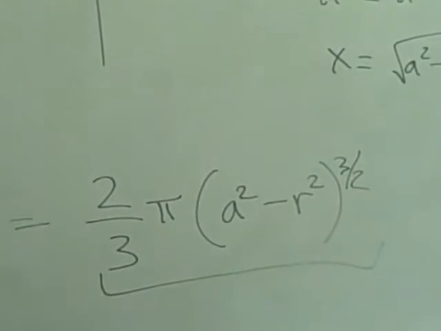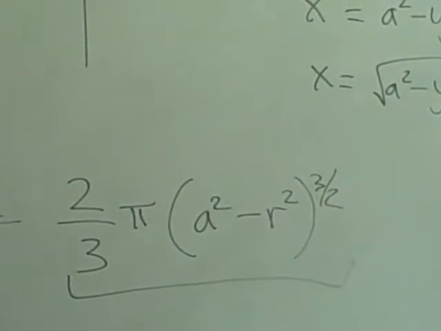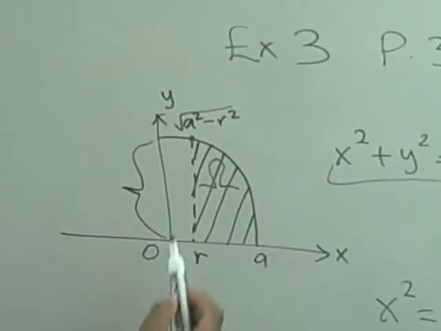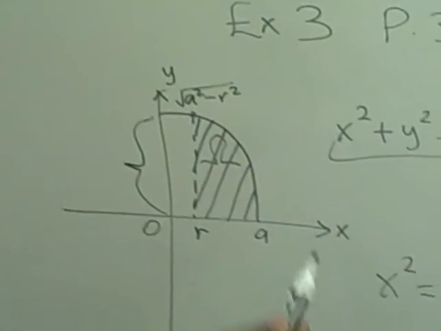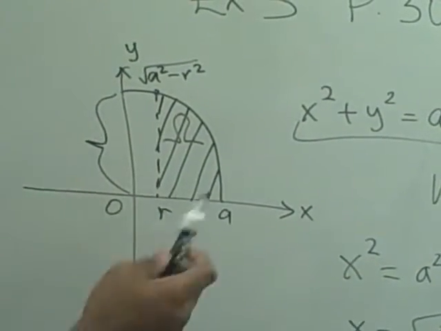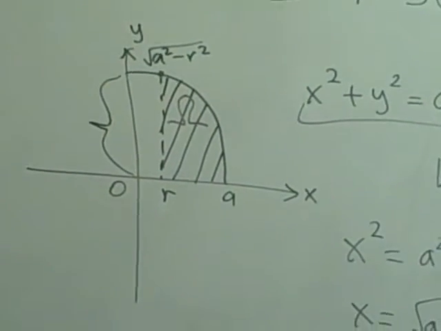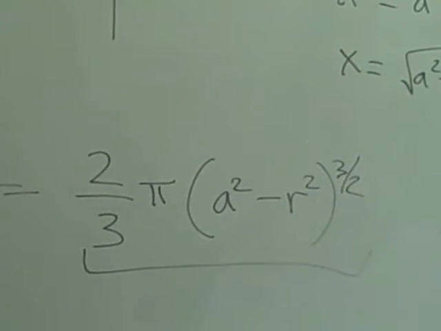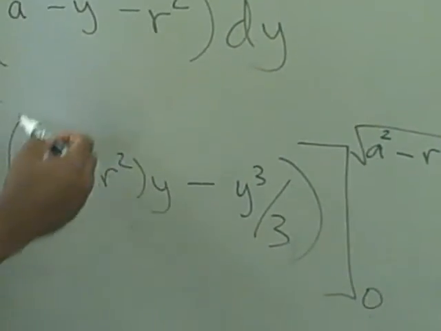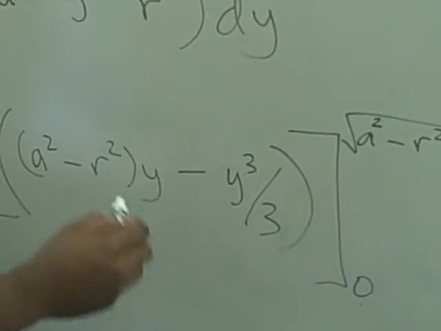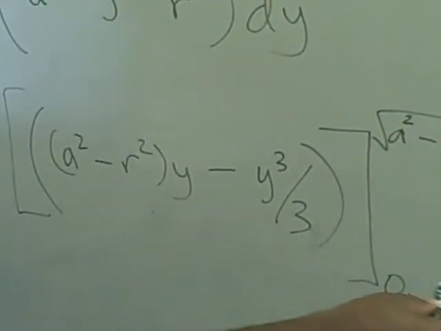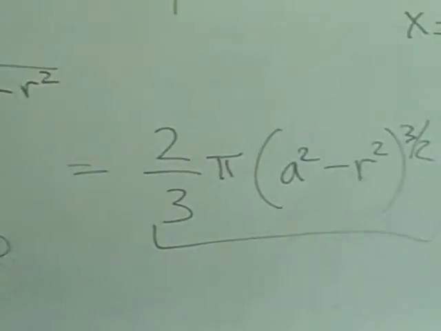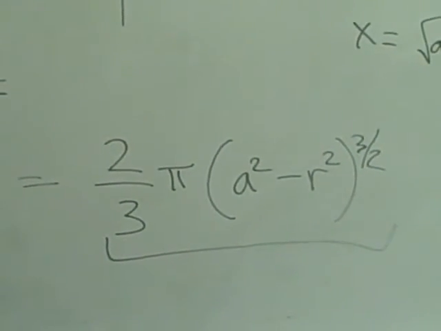And that's the volume by the washer method, revolving this region about the y-axis. We're expecting to get the same answer revolving this region about the y-axis using the shell method. If you plug this in, it's going to give you this value to the 3/2 minus 1/3 of this value to the 3/2, and that's why you get 2/3 of that value to the 3/2 times pi. So that's the volume.